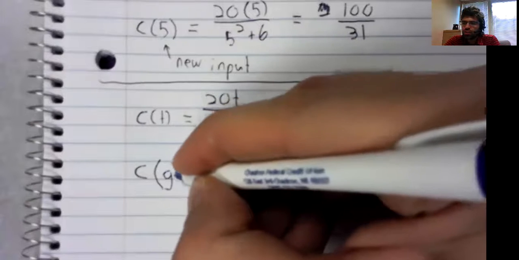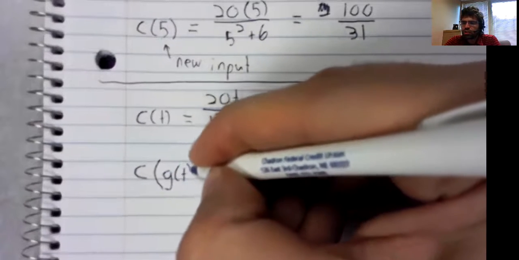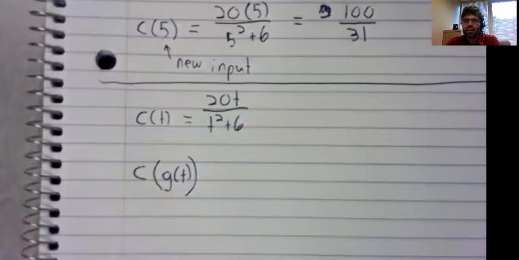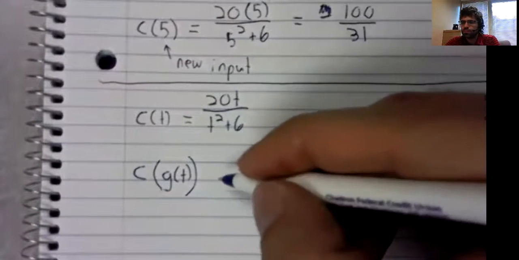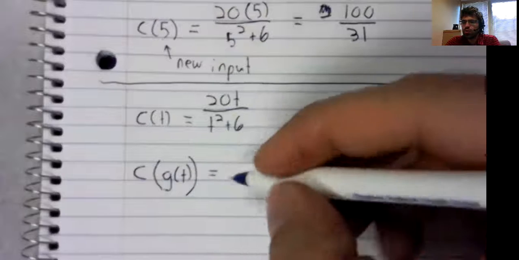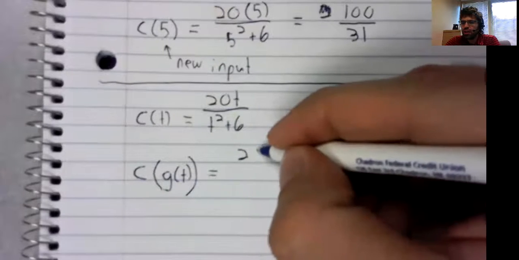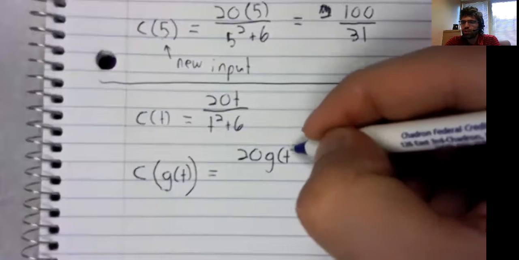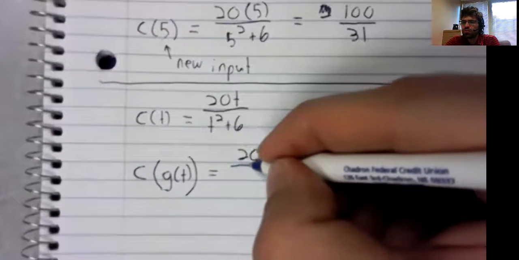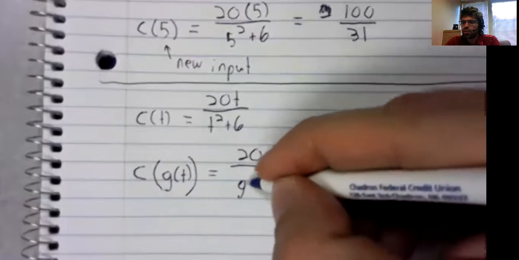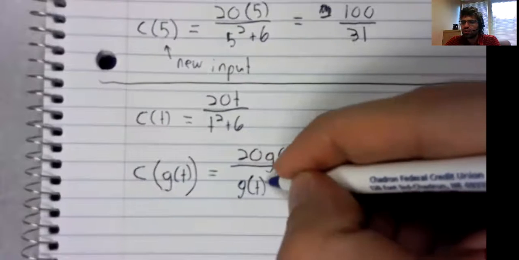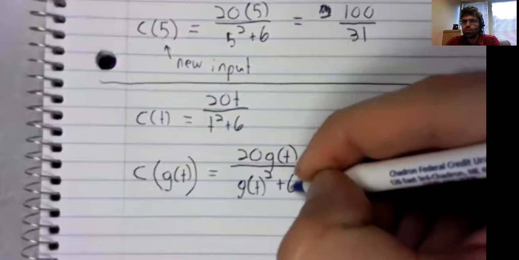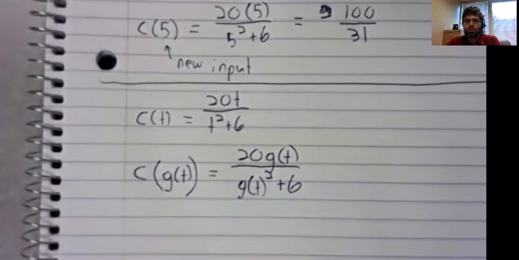Maybe you want a function, g of t, to be the input. Well, you go over to the right, and everywhere the old input appears, you replace it with the new input.